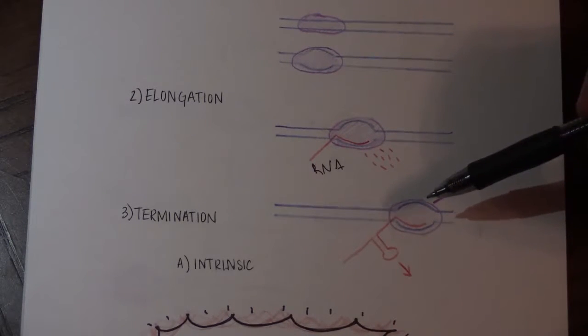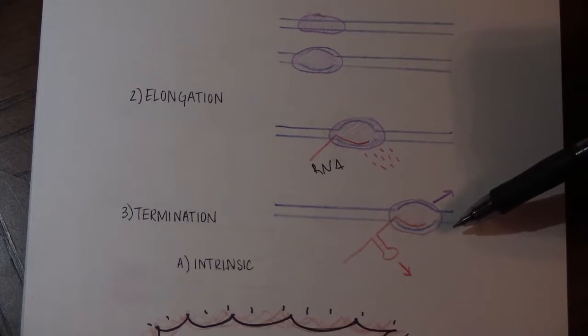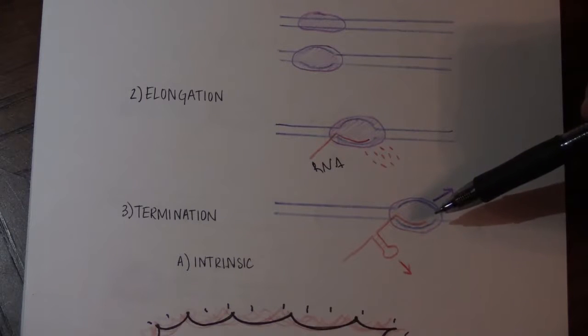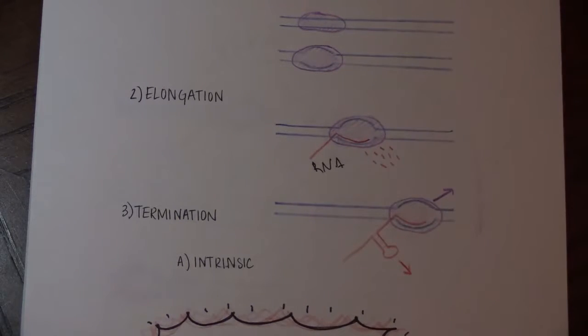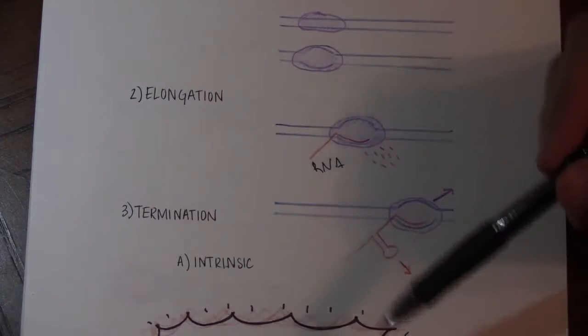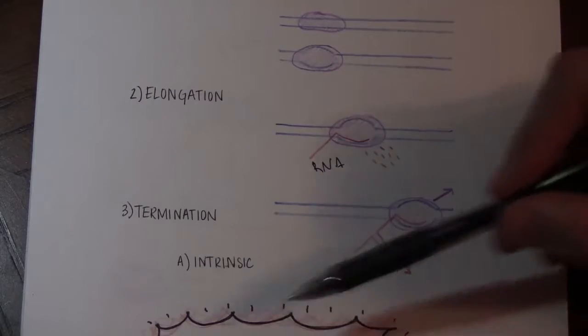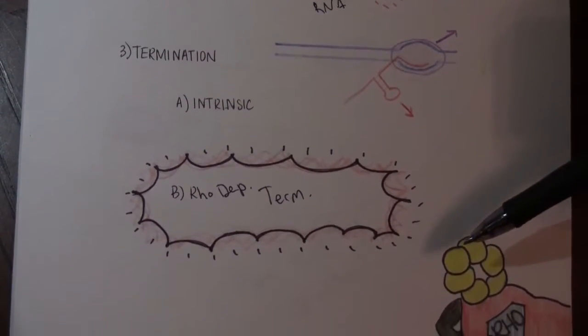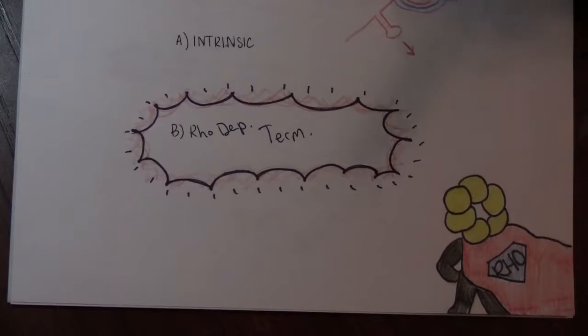Lastly, in the focus of our video, we have termination. In prokaryotes, this may occur by intrinsic terminators, or without proteins other than RNAP. This depends on the actual sequence of the nucleotides themselves. Additionally, with the help of an auxiliary factor called Rho, we have Rho-dependent termination. Throughout the video, Rho will be drawn as this little yellow molecule, without the cape.